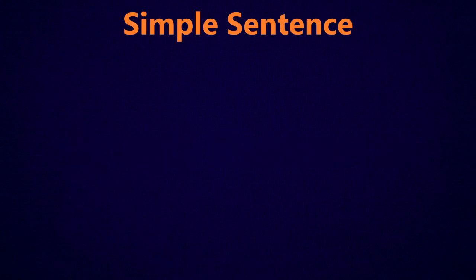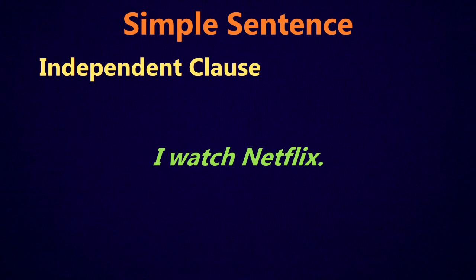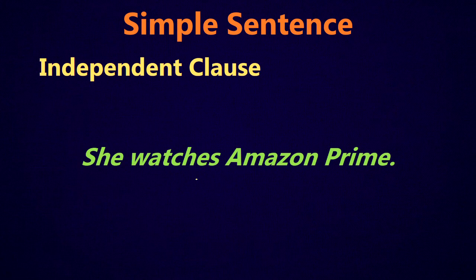What's a simple sentence? A simple sentence is basically one independent clause. It has a subject and it has a verb phrase. For example, I watch Netflix. Here we have our subject, and here we have our verb phrase. Or she watches Amazon Prime. So she is the subject and watches Amazon Prime is the verb phrase or the predicate.